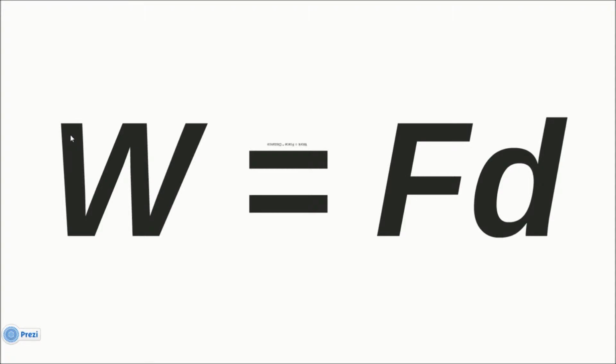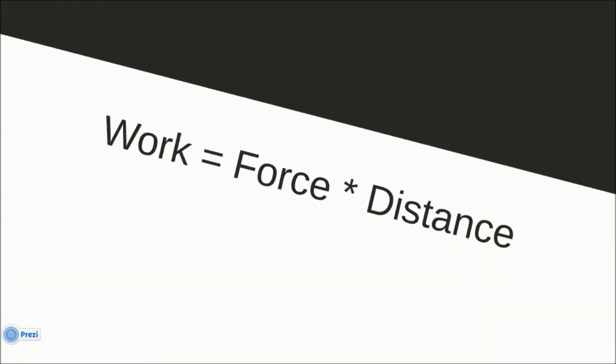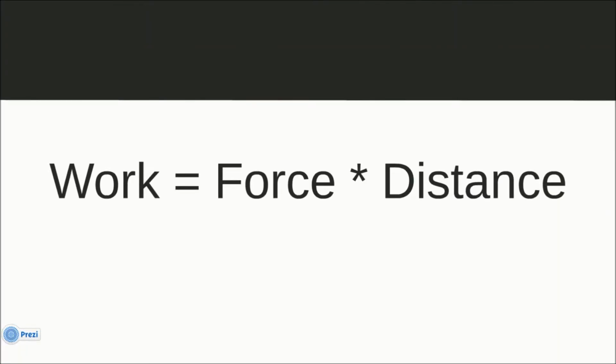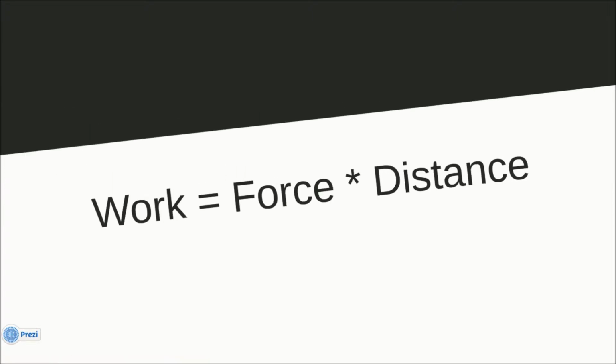W equals F times D. This is one of the most important equations in all of physics, as it represents the energy of motion, work. The equation can be basically summed up as this: work equals force times distance. Therefore, the amount of energy expended is equal to the product of the amount of force you apply and the distance for which you apply that force.